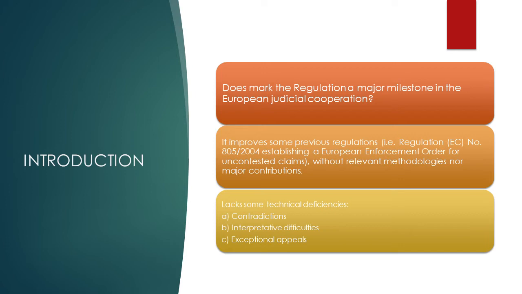And of course, being a very good idea and marking a major milestone in European judicial cooperation, the next question is whether it really improves anything. It's not really new, because it improves some previous regulation. We had some previous regulation, for instance, Regulation number 805/2004, establishing a European enforcement order for uncontested claims, with relevant methodologies, no major contribution.